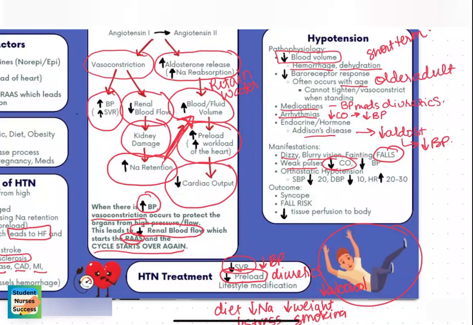Some individuals have orthostatic hypotension, where when they move from one position to the next, their blood pressure drops. That is defined as a drop in systolic blood pressure of more than 20 points, a diastolic of more than 10. And with that, we see an increase in heart rate of maybe 20 to 30 beats to try to compensate for that drop in blood pressure. Again, outcomes, the big problems are fall risk, syncope or fainting, and we see decreased tissue perfusion to the body.